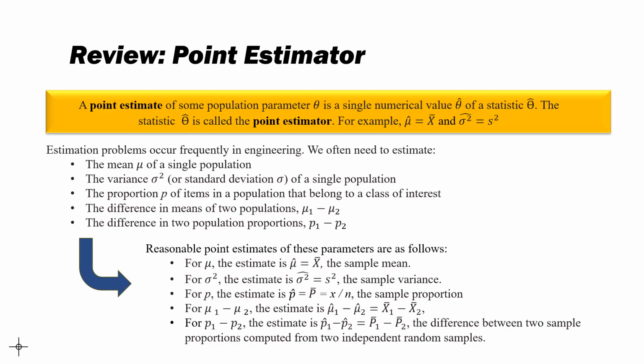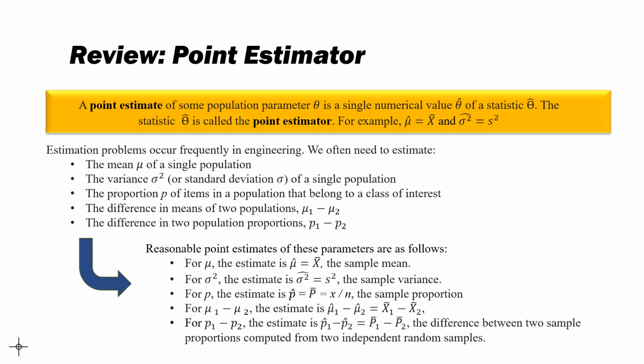A point estimate is a single numerical value used to approximate an unknown population parameter, for example, theta. This value is calculated from a statistic, for example, theta hat, which is derived from sample data. The statistic used to calculate the point estimate is called the point estimator.